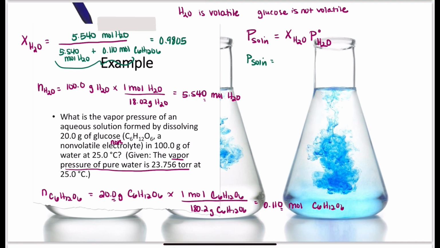My pressure in my solution is equal to 0.9805 times my pure vapor pressure of water, which I was given, 23.756 torr. My pressure in my solution is 23.29 torr. Students often ask me, do I have to change the units into atmospheres? No, you don't. You're welcome to if you feel comfortable with that, but you don't have to. Personally, I don't encourage it because students are likely to make more mistakes by doing that than not. This didn't specify what the final pressure had to be, and I didn't have to use the ideal gas law, so I'm fine leaving it in torr.